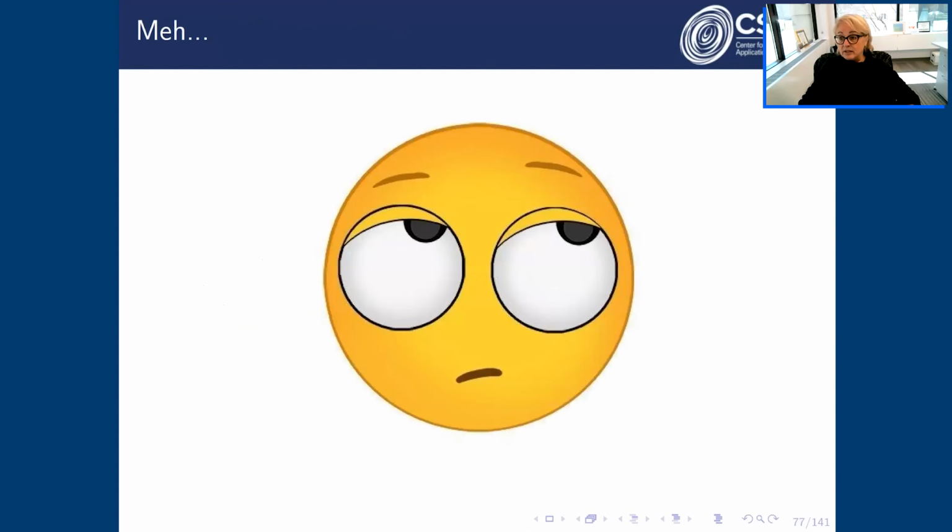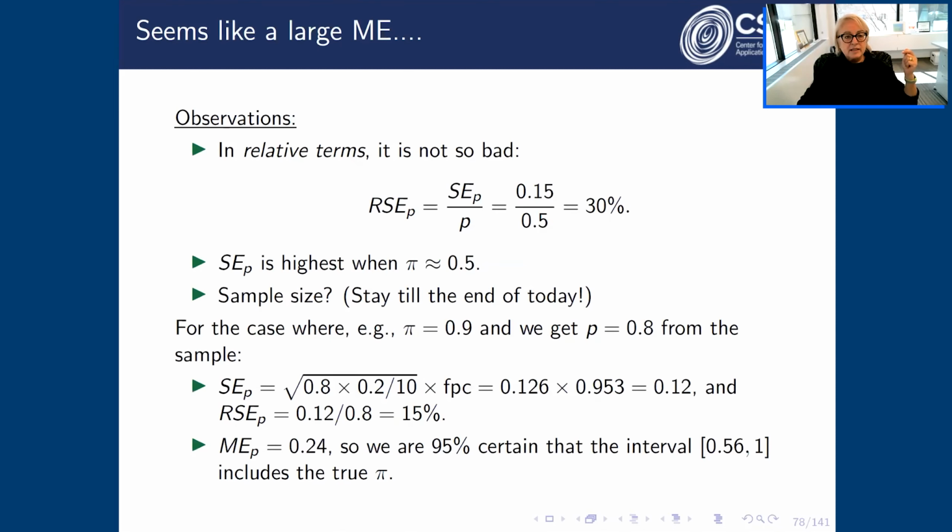In this example, with a sample of size 10 from a population where the true pi is close to the middle of the distribution, so it's close to 0.5, the margin of error was really high. And so if I tell you I know that the true proportion is between 0.2 and 0.8 with 95% confidence, I'm not telling you a whole lot, because that interval is so wide.